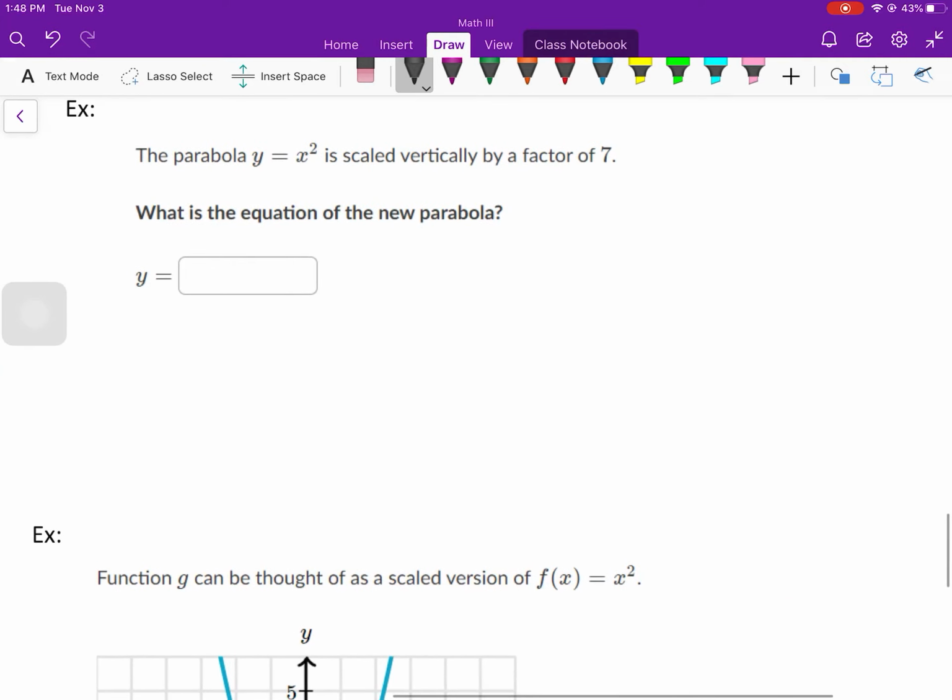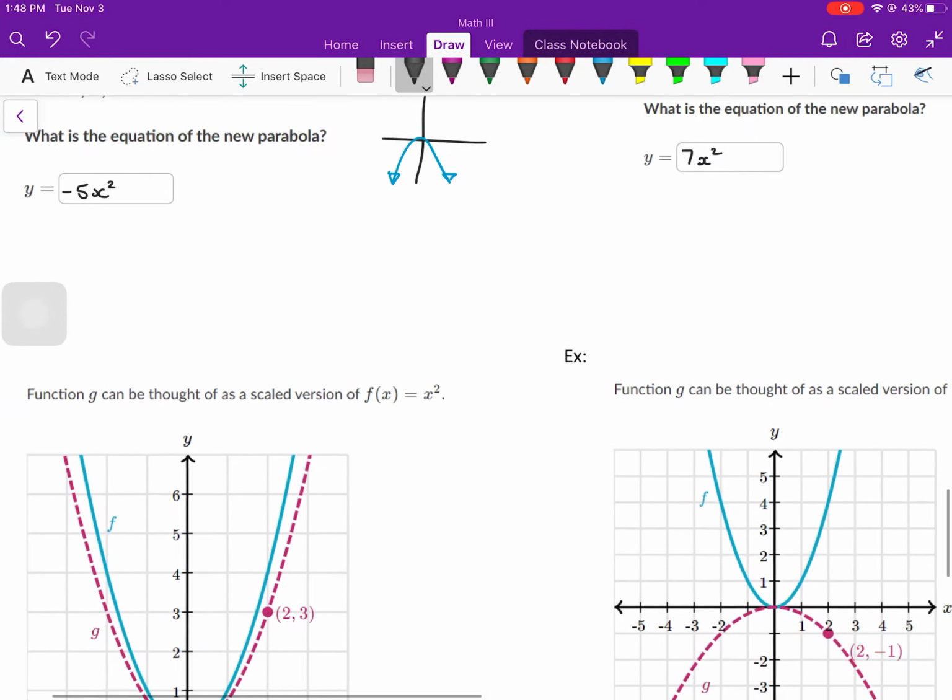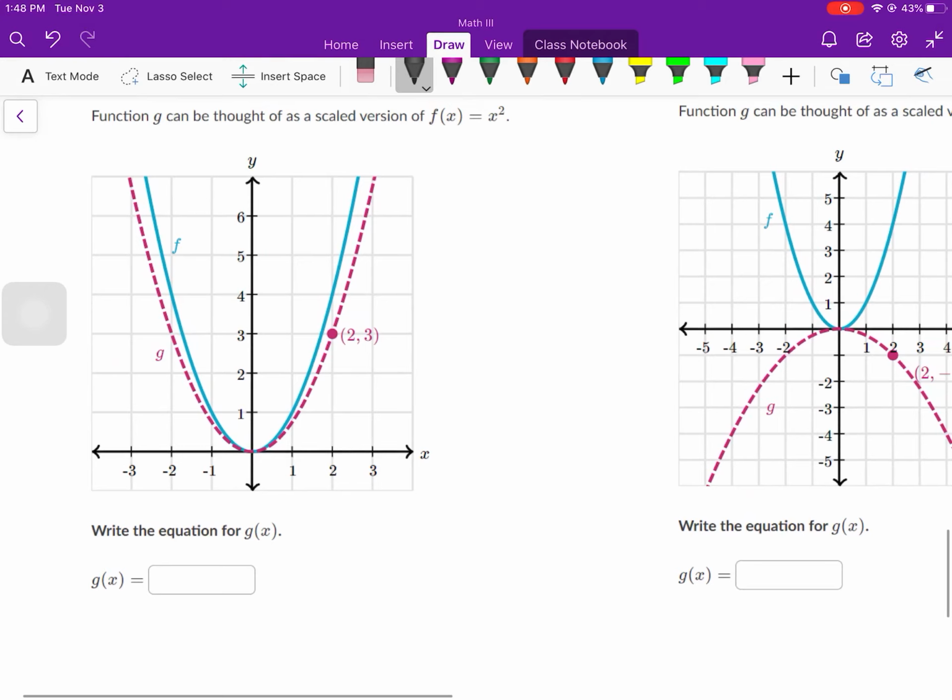The parabola x squared is scaled vertically by a factor of 7. This one's not flipped. This is just the regular x squared. It didn't say that it's been reflected across the x-axis. So what we're going to go ahead and do is just put 7x squared. All right, super easy, right, guys? This is a little bit more complicated.